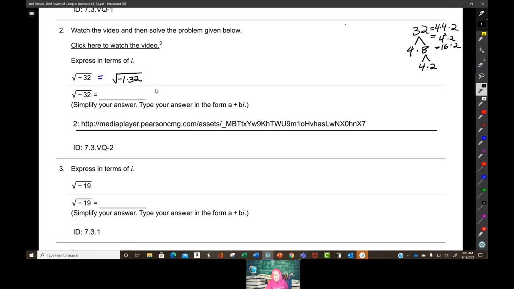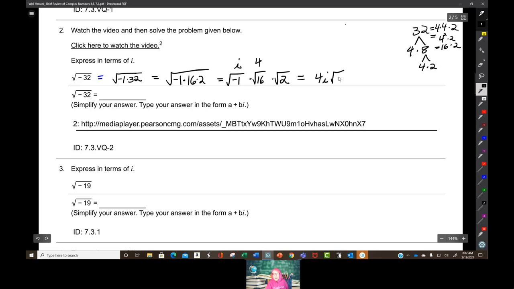So I'm going to rewrite 32, but I can't forget my negative 1. Let's write on the line down here: negative 1 times 16 times 2. And make sure that your square root covers all the numbers that are legitimately inside the square root. Then I write this as the square root of negative 1 times the square root of 16 times the square root of 2. So since the square root of 16 is 4, and the square root of negative 1 is i, the most common way to write the answer is 4i times the square root of 2.